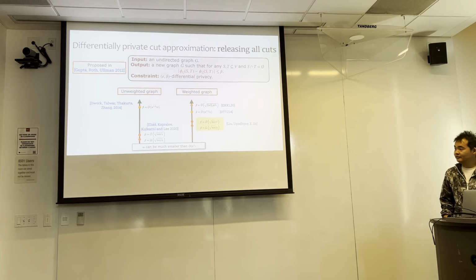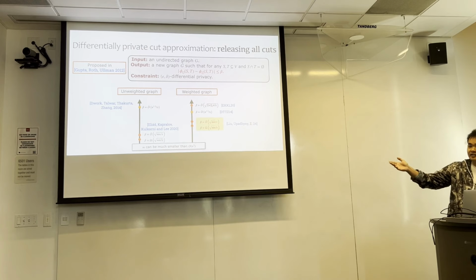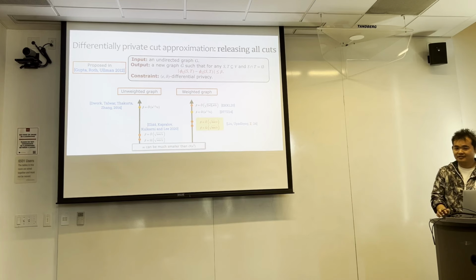Okay, and for general graphs, this problem was recently closed by a series of previous works giving a square root of mn over epsilon additive error. So in the worst case, the error for approximating all cuts is lower and upper bounded by about n to the 3/2, which is pretty large.